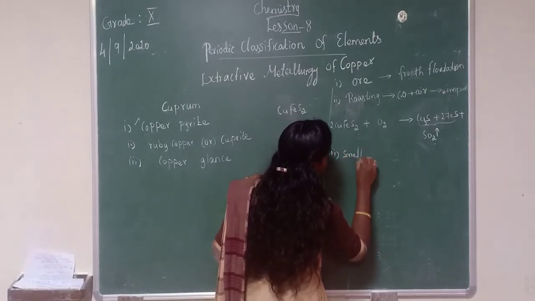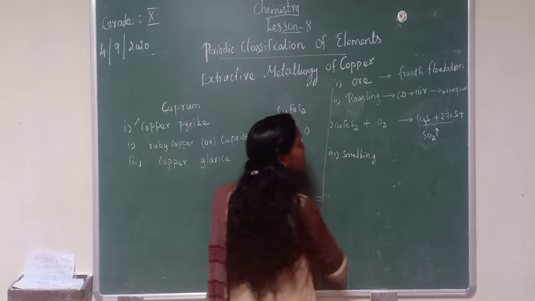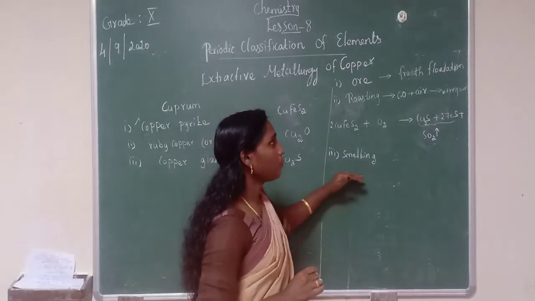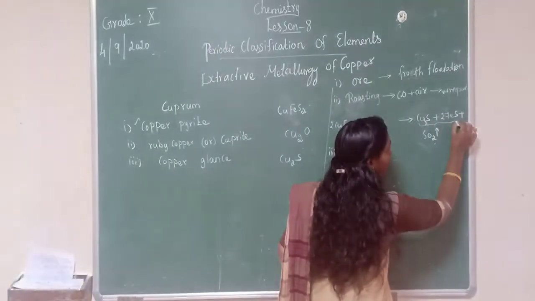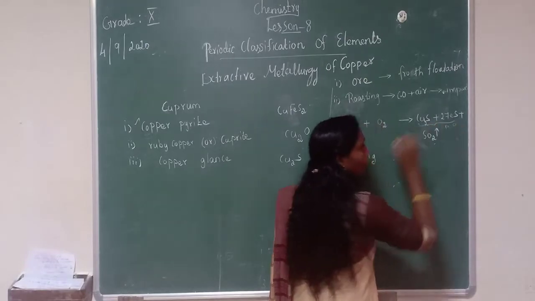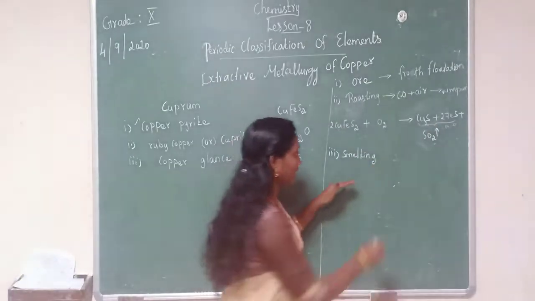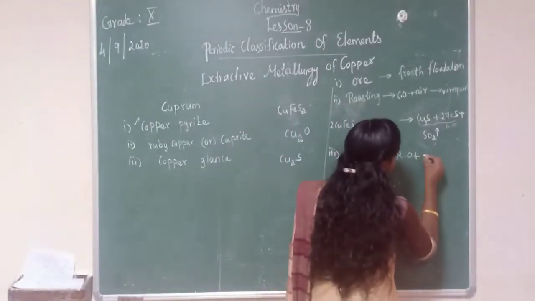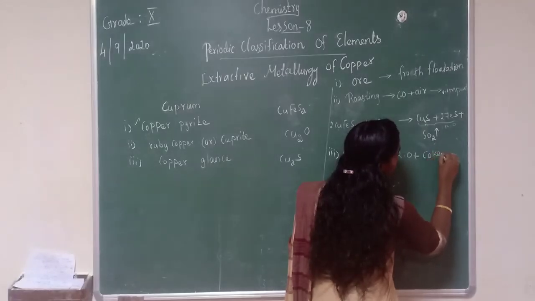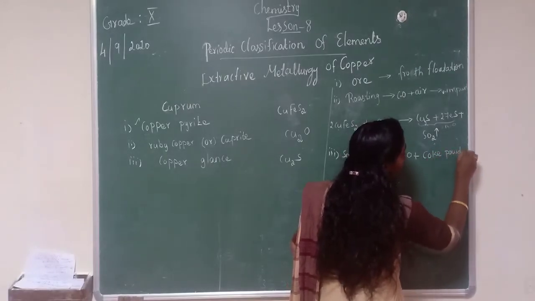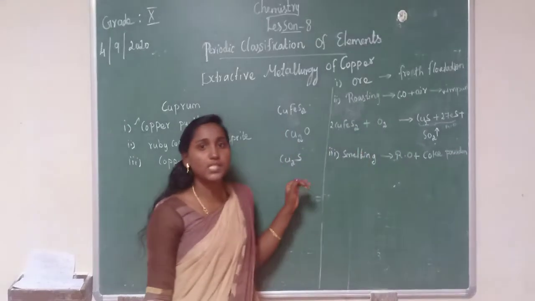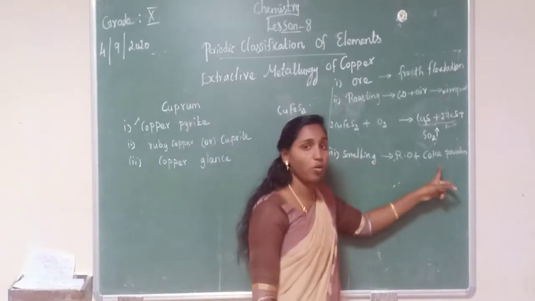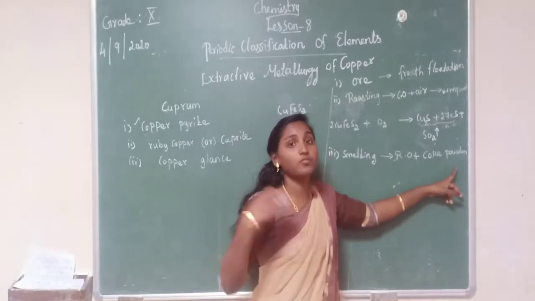Smelting we already learned. In the smelting process, what are we going to do? You have to take some roasted ore. Here we got some ore, no? That is called roasted ore. So we have to take that ore here. This roasted ore is mixed with coke powder. What is meant by coke powder? Coke powder means coal powder. You all know coal, right? The black colored coal. Coke powder means coal powder, and it contains a lot of carbon compounds.